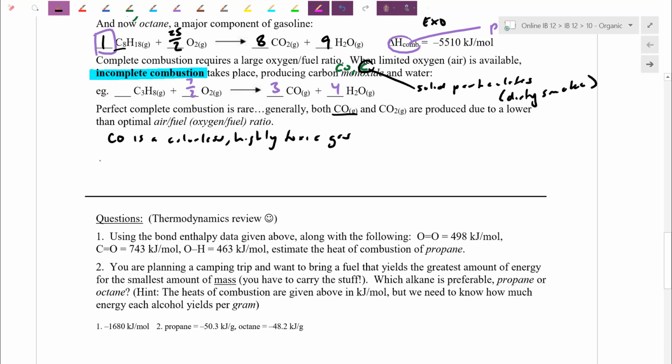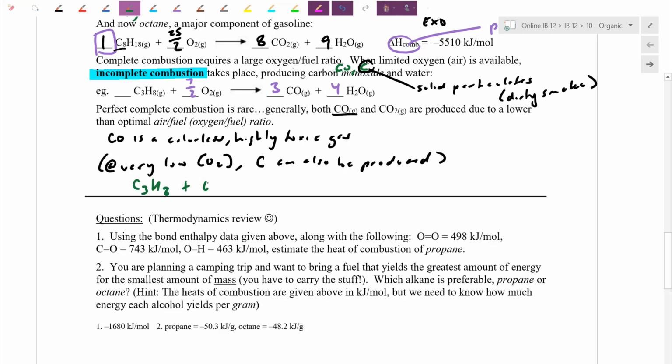So in this case here, we can say at very low concentration of oxygen, we end up getting CO, like I said. Carbon can also be produced, and depending on which product that they want for you, I can still balance it here. Let's take our propane again. Let's burn it with oxygen.